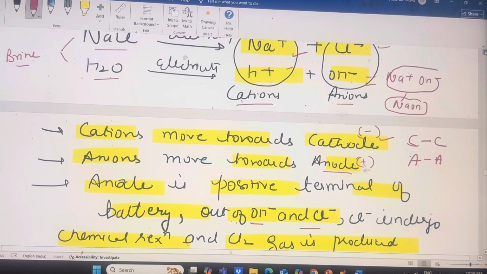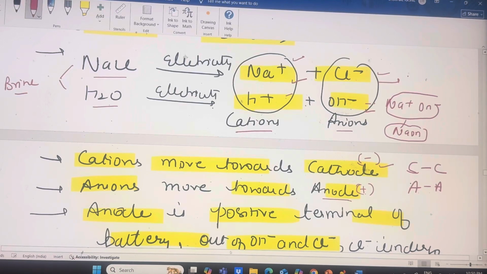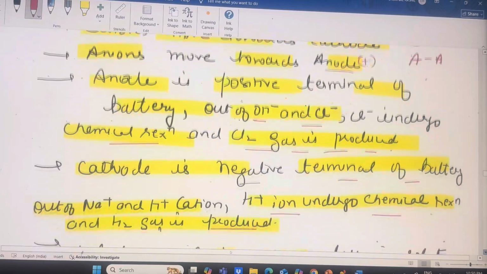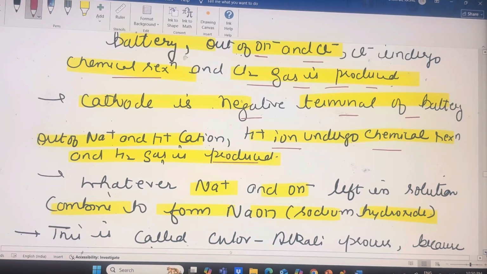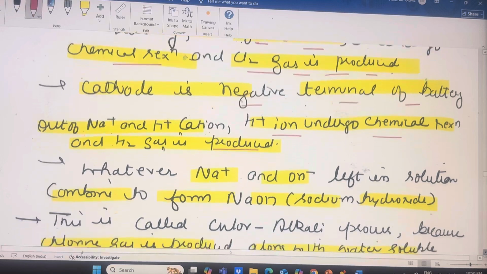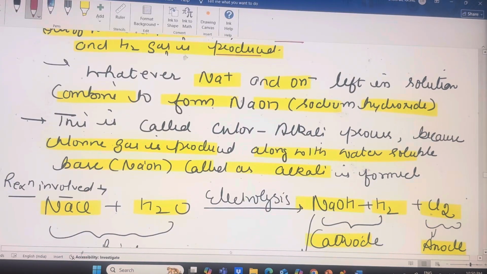And this chlorine gas, this chloride ion is a negative ion, it is produced at anode. And this hydrogen gas, which is a cation, it is produced at what we can say cathode. CC and AA you need to remember. So at the end in the solution we get hydrogen gas, chlorine gas, and sodium and hydroxide, they combine to make sodium hydroxide, and this process is called as chlor-alkali process.